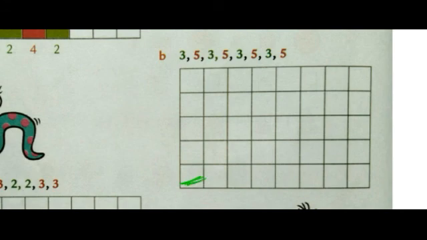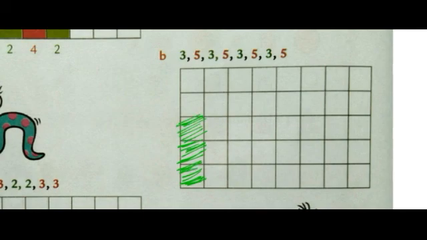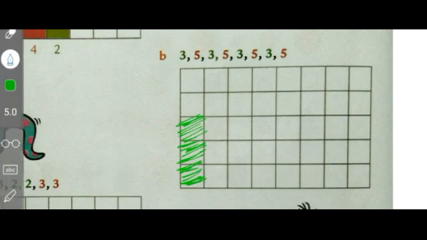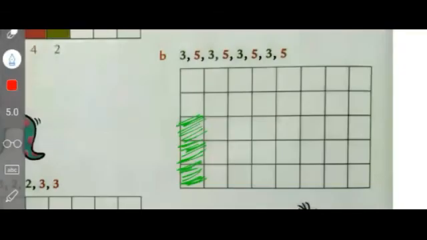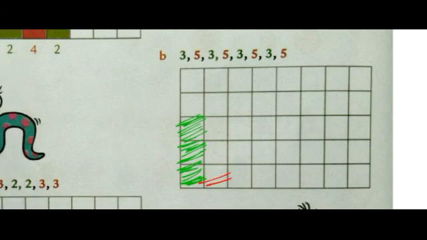1, 2, 3. This way. Okay. Now the next number is 5 with a red color. So here we will use red color. And what is the number? 5. 1, 2, 3, 4, 5.